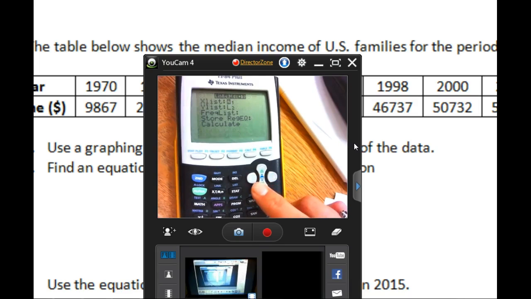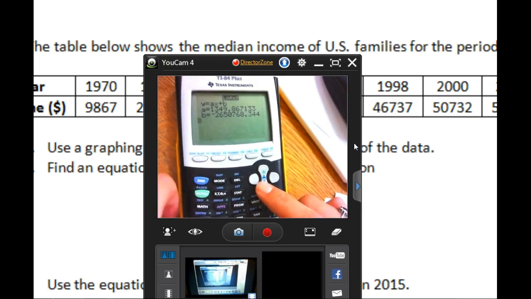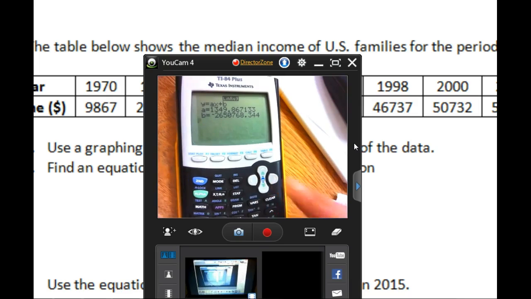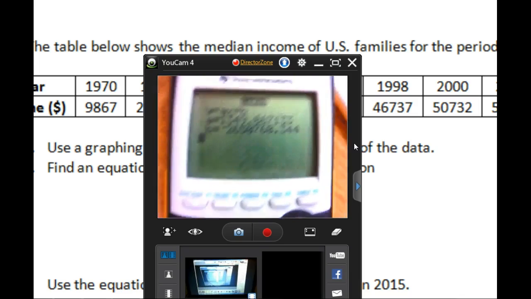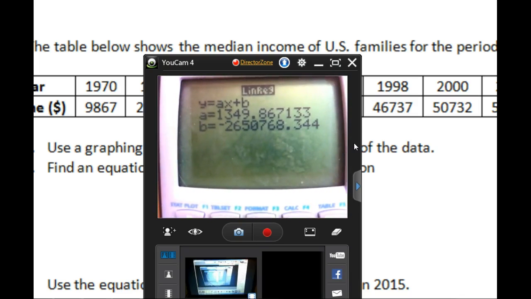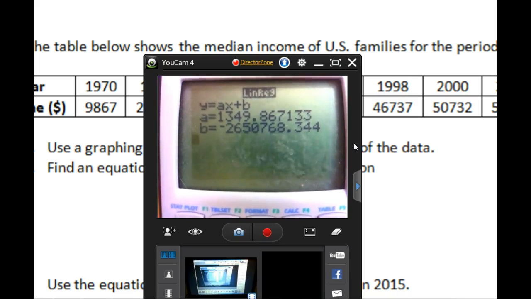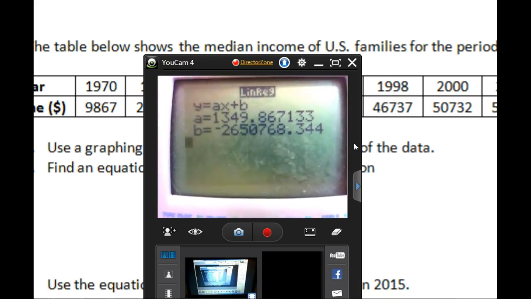You are hitting enter. Now on your screens, they won't look like this because this one's newer. You're just going to hit enter again. If you have one of these newer calculators, you have to go to calculate and hit enter. Your answers should be this. If you do not have that, you've typed your data incorrectly.